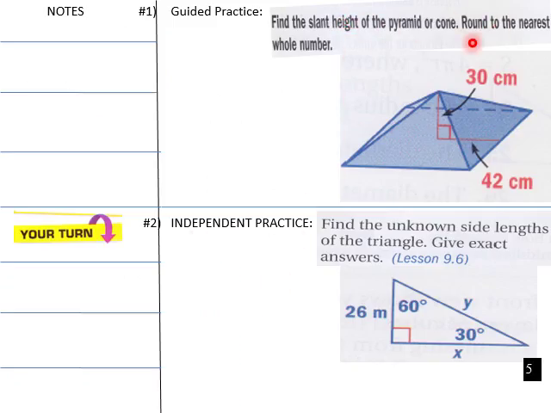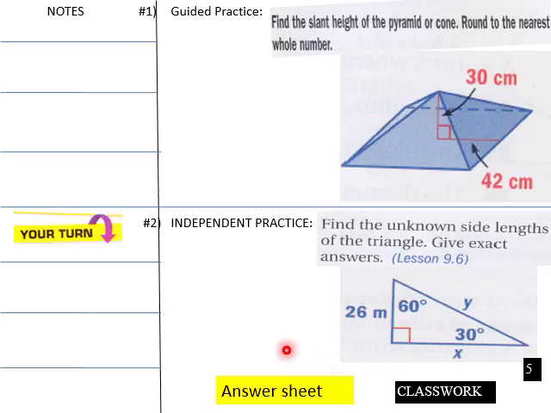Now, find the slant height of the pyramid or cone. Here is our height. Here's a leg. And then our slant height would be this hypotenuse down here. We know this, so we should be able to find it. It's a right angle here. Find the unknown side lengths of the triangle, give exact answers. So we need to find this and this, students, for you. So let's do our guided practice first.